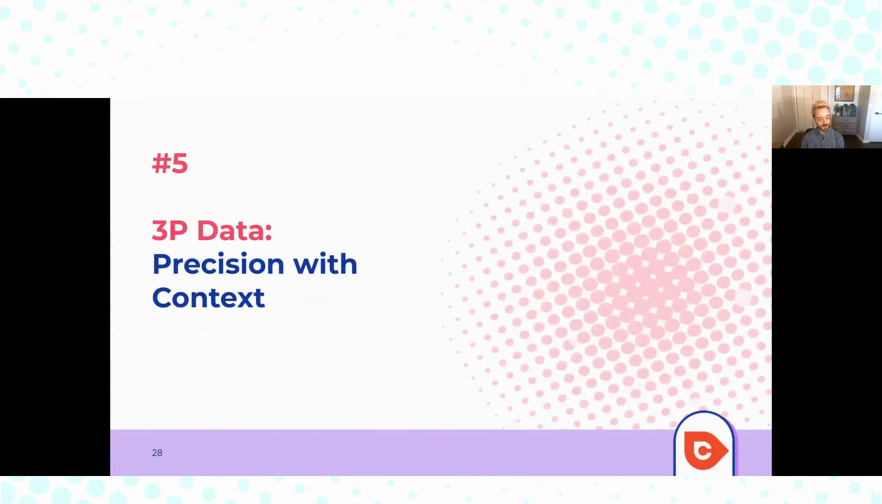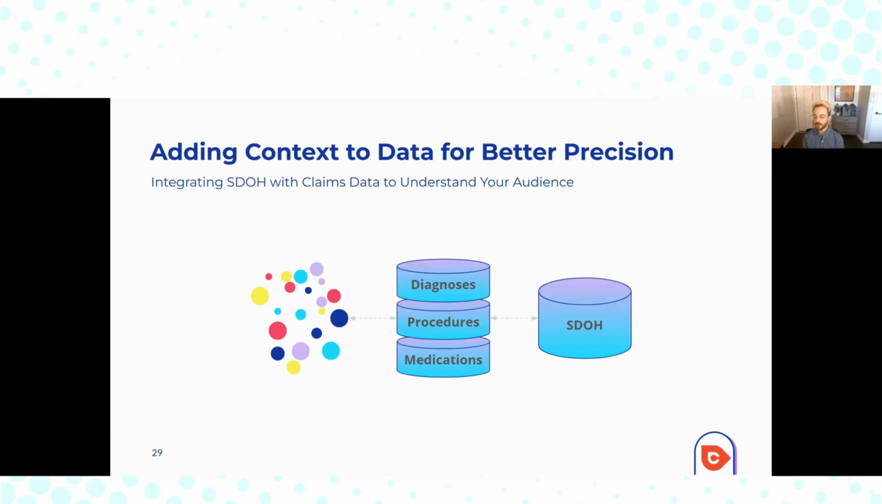All right, and then finally, number 5 here, looking at third-party data. This is going to be precision with context. So we'll talk about what that means, but we talked about using claims data. This is taking it one step further. This is the ultimate holy grail of third-party data. What we talked about so far is using the medical observations and medical history of diagnoses, procedures, and medications to target the right person.